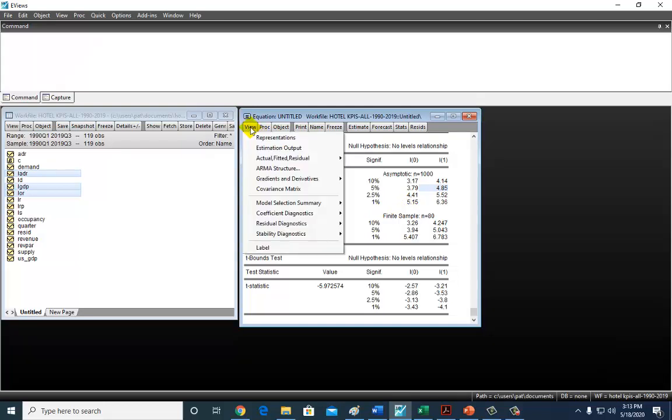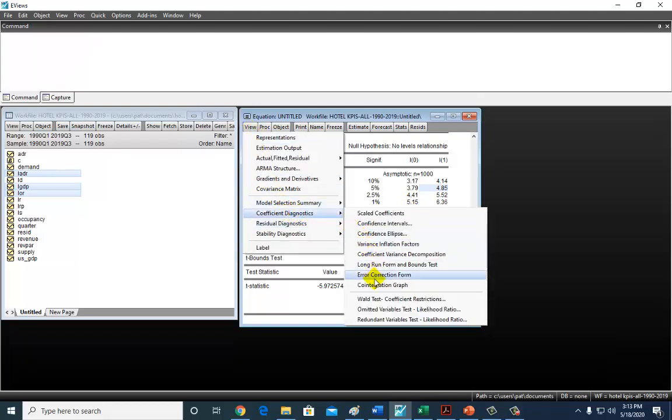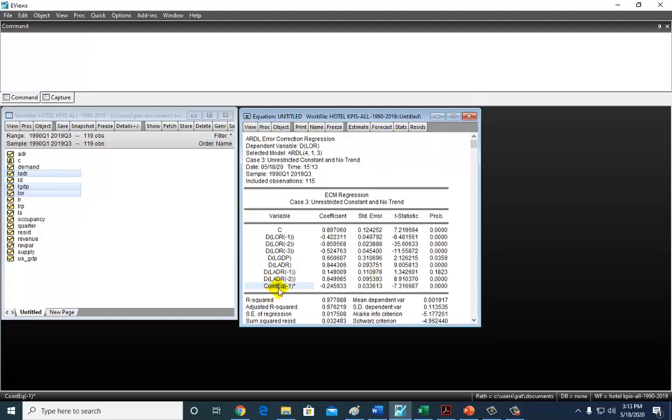You could also look at the error correction by going here, error correction form, and this is your error correction term right there, which has the correct negative sign and is statistically significant. But this is not really what we want. We want to go into NARDL.